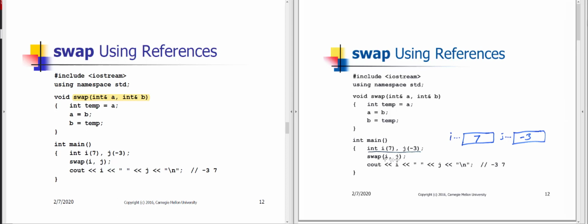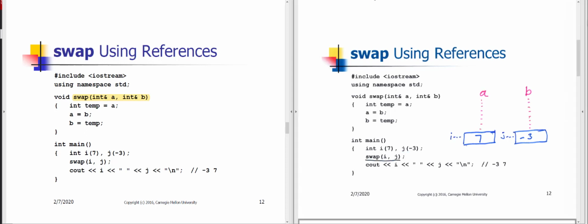It appears that I'm passing values of I and j down to swap, but in fact, swap has been declared to receive a reference to its first argument and a reference to its second argument. The reference to the first argument will be called A, and the reference to the second argument will be called B. Each of these is a reference to an int. So when swap is called, this is what's actually going on. A is a direct reference to the same object as I. B is a direct reference to the same object as j.